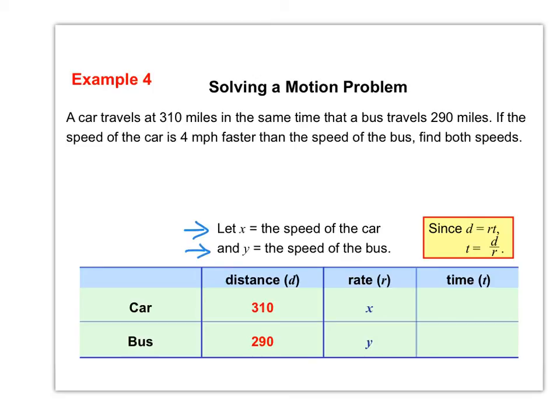Now this equation we're going to use a lot whenever you have these distance, rate, or time problems. We're using the fact that distance is equal to rate times time. And by dividing both sides by r, you can get the equation for t.